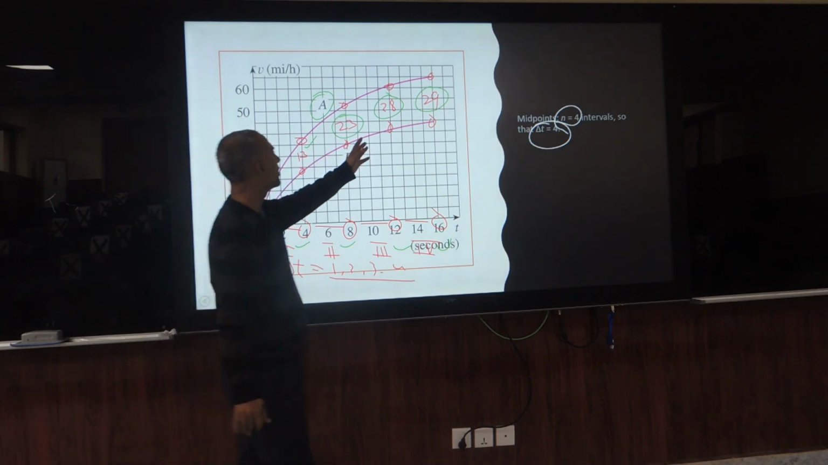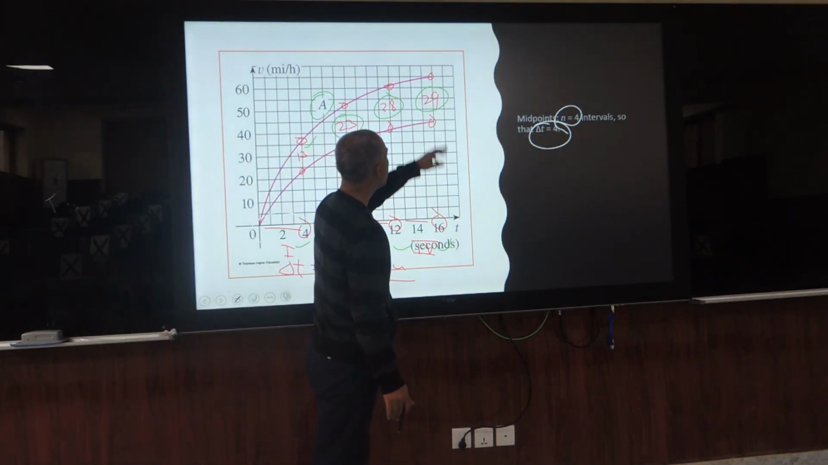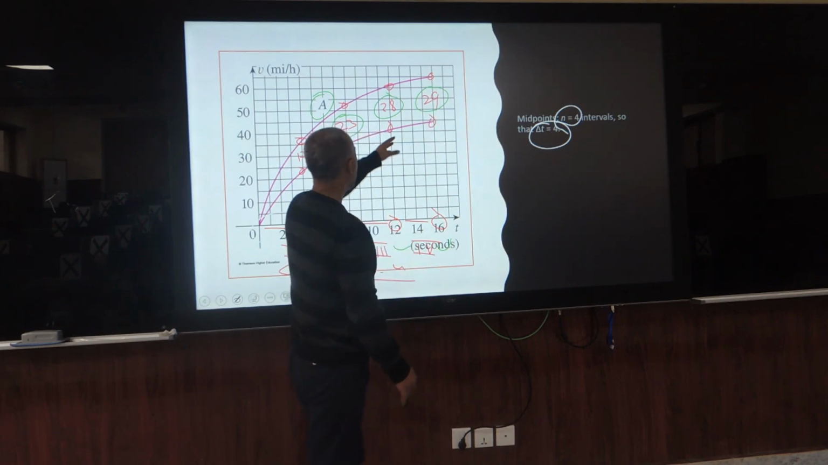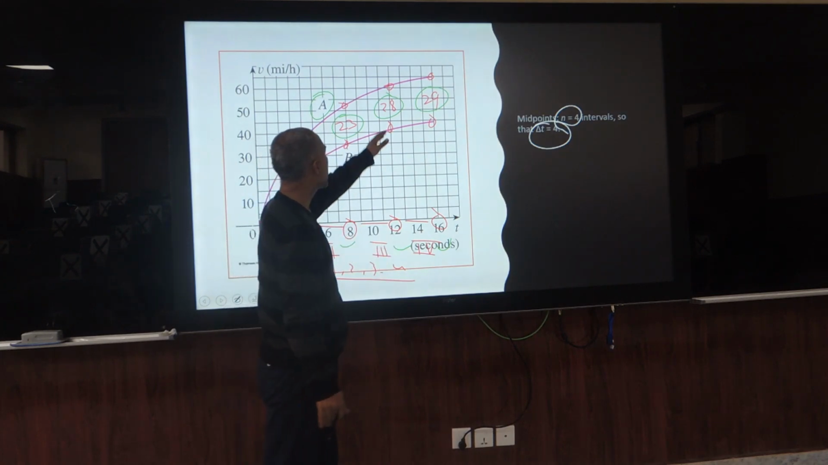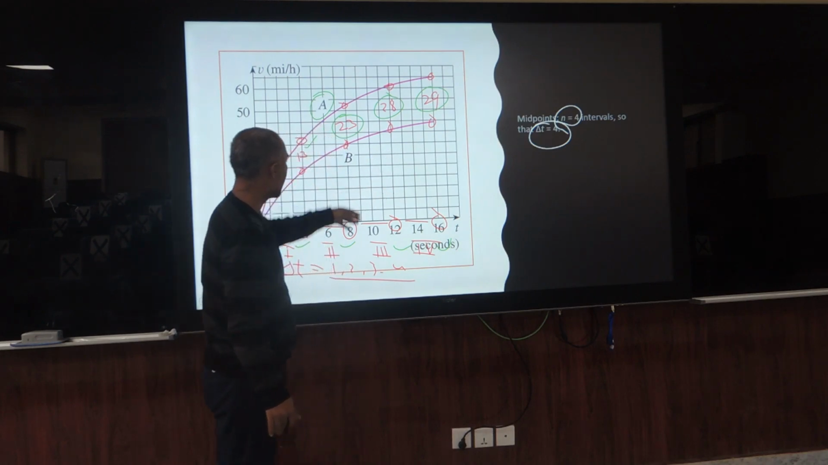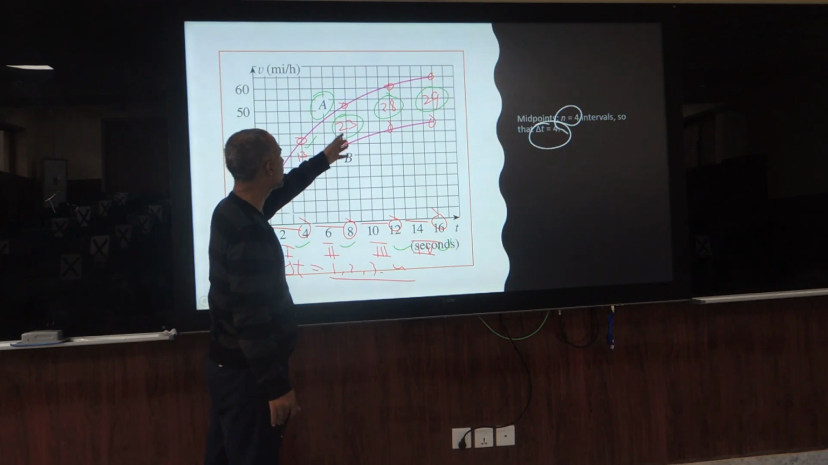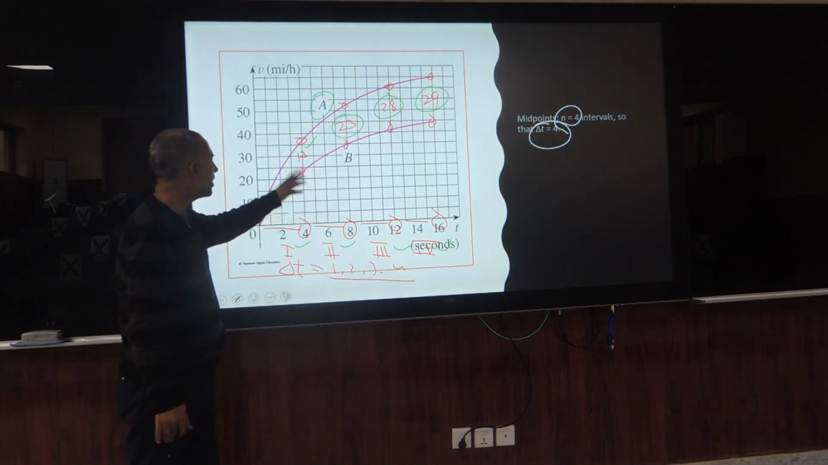So this is telling us that at time 16 seconds, car A is 29 feet ahead of car B. At time 12 seconds, car A is 28 feet ahead of car B. At time 8 seconds, car A is 23 feet ahead of car B.